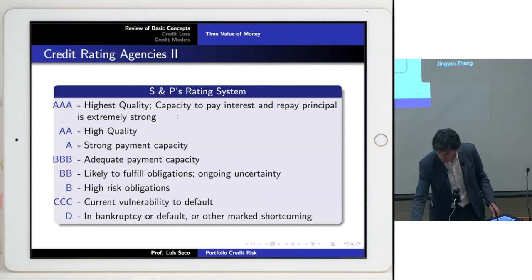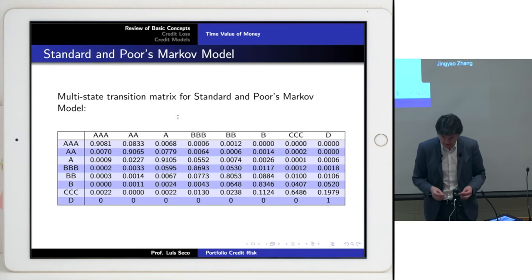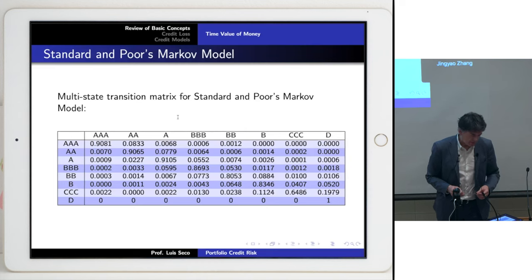For what is concerned for us, this is an example of a transition probability matrix given by Standard & Poor's. Now, I'll say one thing. This matrix, I don't know from what year it is. I'm going to guess it's from the year 2003. I don't know. Okay? Do you think this matrix is the same today? No. Then wait a minute, how do I say this is a Markov process if the matrix changes?